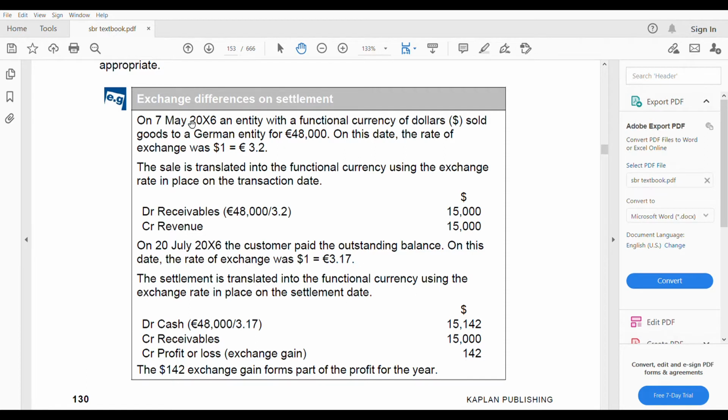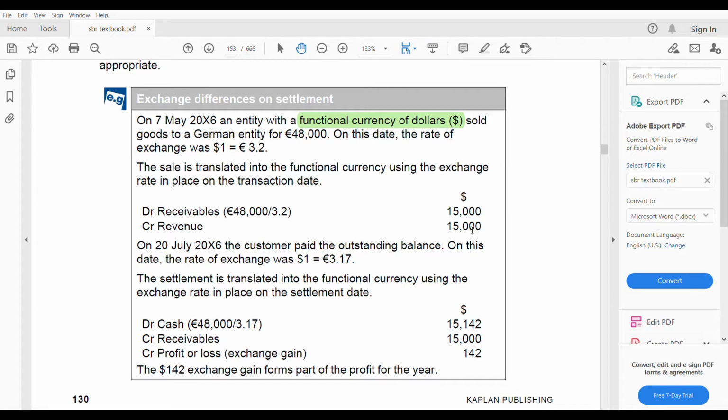On 7th May, an entity with a functional currency of dollar. So what is the functional currency? It was dollar. It sold goods to a German entity for 48,000 euro. On this day, the exchange rate was given. The sale is translated into functional currency at the exchange rate on the transaction date. So whatever the rate is at that date, it was 3.2. So you divide this 48,000 by 3.2. That is a receivable of 15,000. Debit receivable, credit revenue.